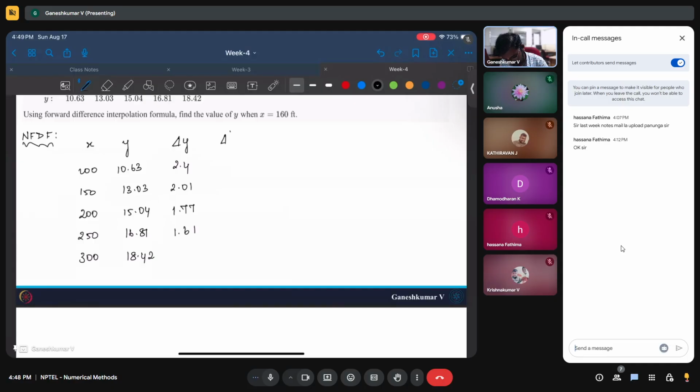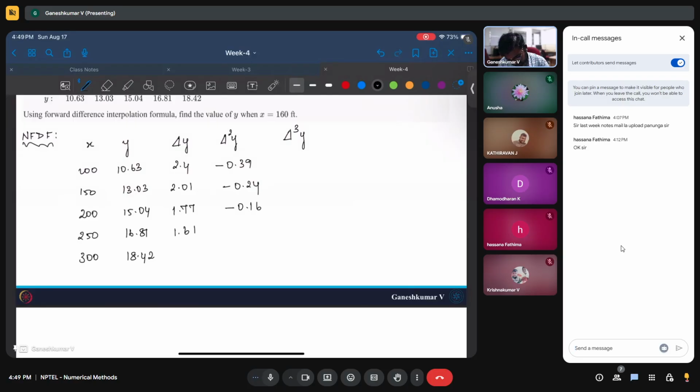And then similarly you can do delta square y. Here it is going to be 2.01 minus 2.4. So you need to mind the sign here, which is going to be minus 0.39. This is lower than this, so it has to be minus. Similarly here again it is lower, so it's going to be minus 0.24. This is minus 0.16.